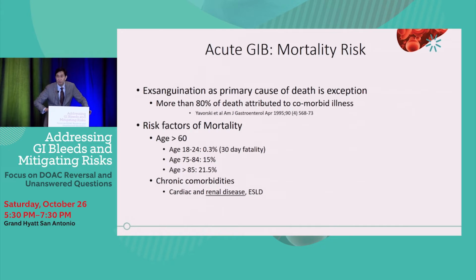I've heard so many times from my senior fellows and mentors the bad adage, all bleeding eventually stops, which is kind of true. But the point we're making is that death directly attributed to hemodynamic collapse from exsanguination is a rare exception. It's not the norm. In fact, more than 80% of deaths are attributable to the worsening of underlying comorbid conditions. That said, we know some of the risk factors related to increasing mortality, namely age, as well as chronic comorbid conditions such as cardiac, renal, and end-stage liver disease.